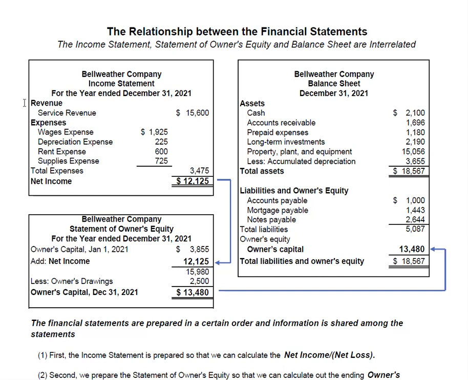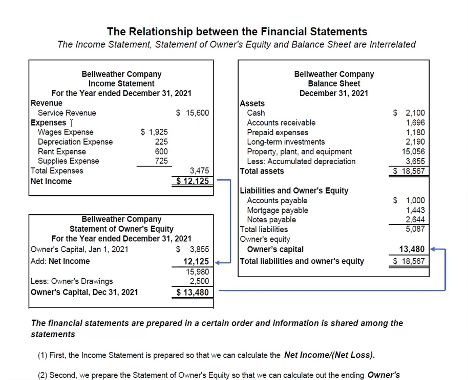Next, we move to the revenue section. So there is a heading and it's called revenue, and under that heading we list out all the revenue accounts. So Bellwether Company only has one revenue account and it's called service revenue. Now an income statement will have two columns. This is the subtotal column and this is the total column. So had we had more than one revenue account, we would have put the numbers in the subtotal column and then summed them together to the total column. But because we only have one revenue account, the dollar amount goes out to the total column.